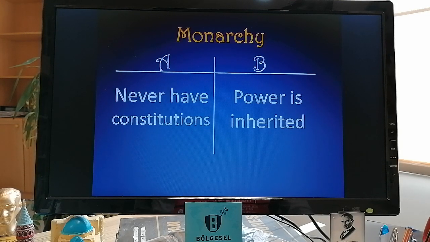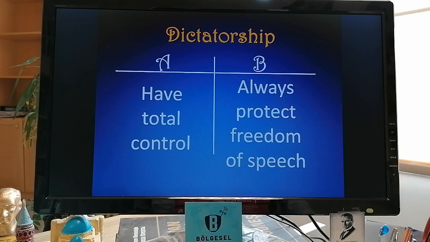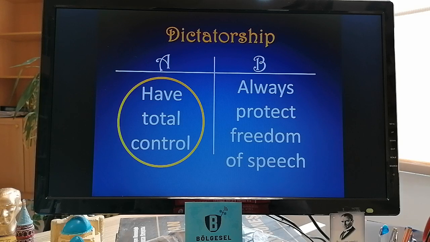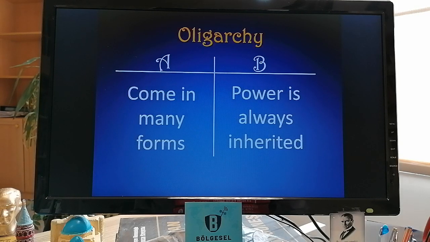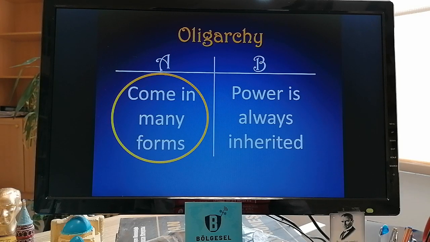How about monarchy? It is A, never have constitutions, or it is B, power is inherited. Inherited is the word for you. Don't forget. Inherited. Okay? Babadan oğula geçme durumu. Kalıtsal. How about dictatorship? It is A, have total control, or it is B, always protect freedom of speech. I see that you are laughing. Of course, the answer is A, have total control. How about oligarchy? It is A, come in many forms, or it is B, power is always inherited. The answer is A, come in many forms.